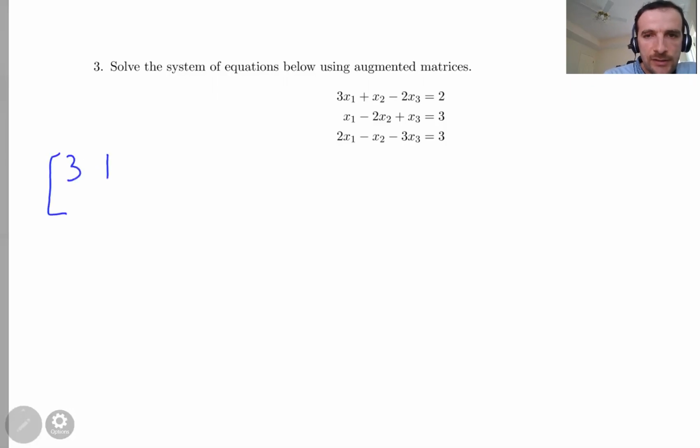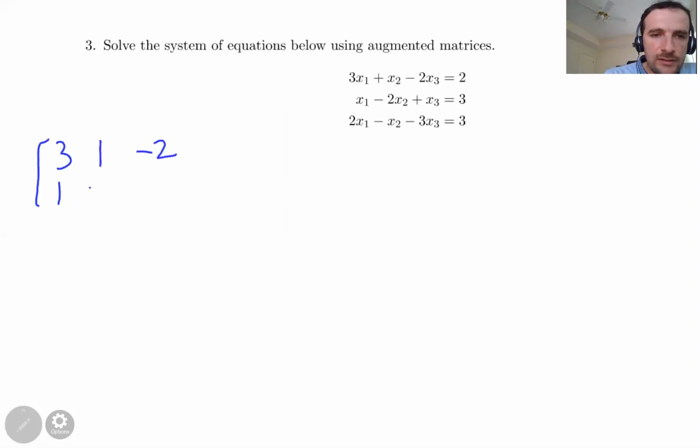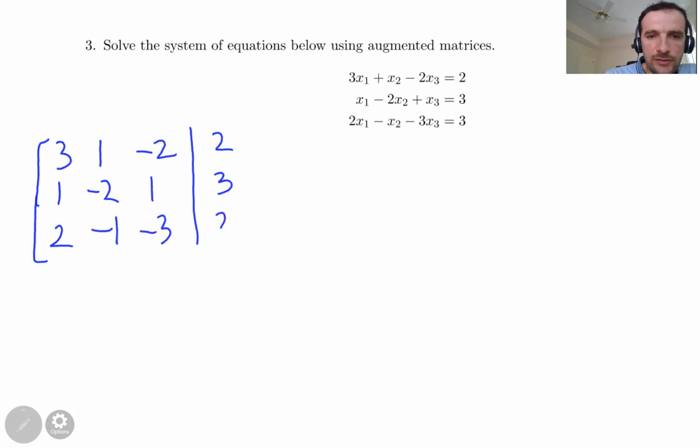3, 1, -2, 1, -2, 1. Of course, I have to write down these values as well. And 2, -1, -3 is equal to 3. Okay.